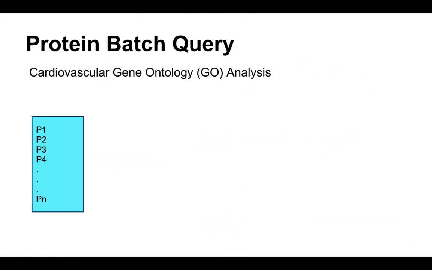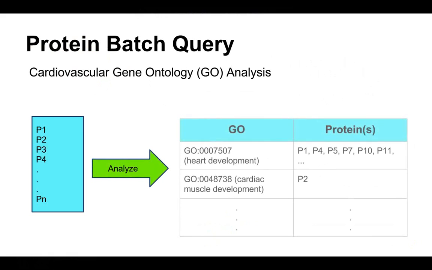Same here, a user submits a list of proteins, and will be able to see which proteins are associated with which GO term. And as you can see from the table, each GO term is mapped to one or multiple proteins.